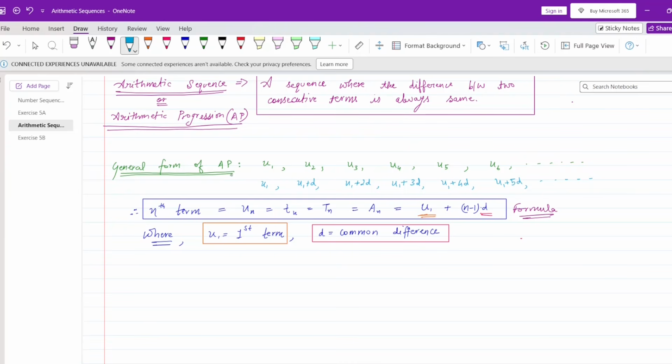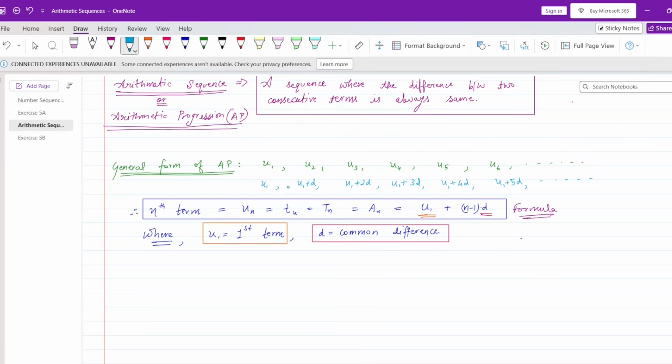So the general form of an AP is u1, u2, u3, u4, u5, u6, where u1 is u1, and u2 is u1 plus the difference, u1 plus d. u3 is u2 plus the difference, so u2 is u1 plus d, and if we add another d to it, this becomes 2d. So this will be u1 plus 2d. Similarly, u4 becomes u1 plus 3d, u5 becomes u1 plus 4d, u6 becomes u1 plus 5d, and so on.